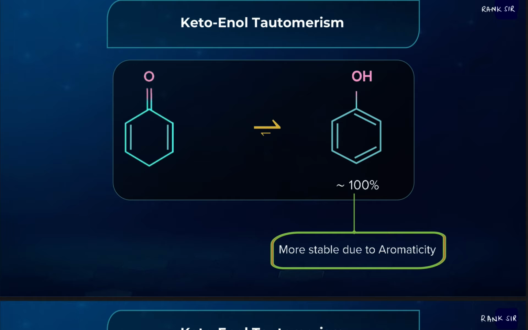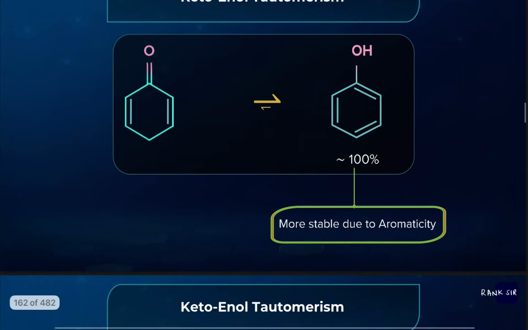Next. Here 1, 2, 3, 4, 5. Here at the gamma position there is hydrogen. This comes to here, this comes to here, this comes to here. So it is aromatic: phenol. Phenol is aromatic, and aromatic means more stable. Therefore the enol content is 100%, more stable due to aromaticity.